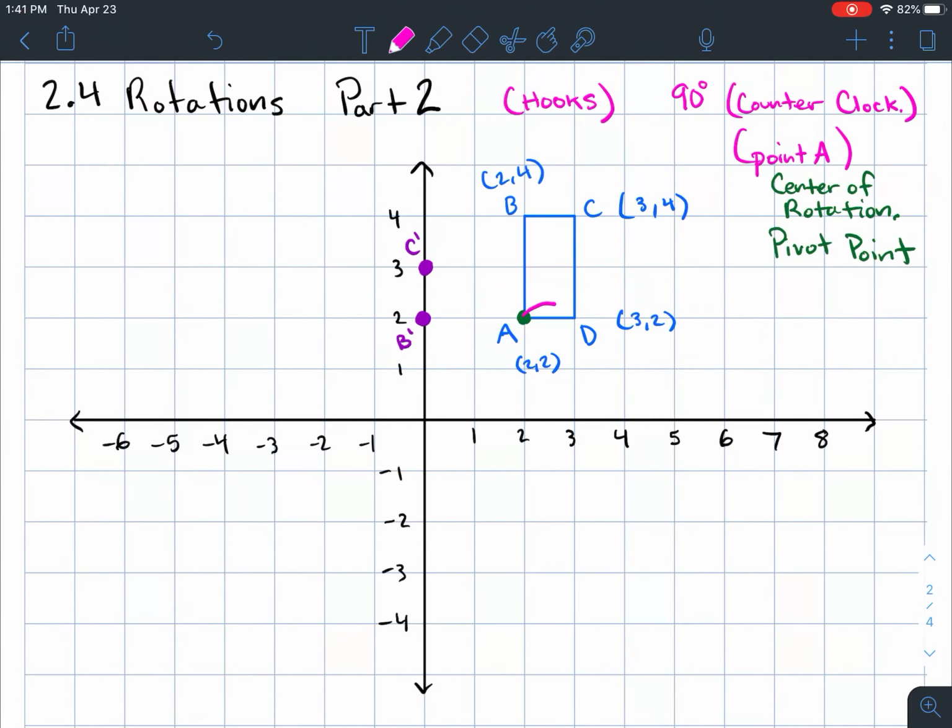Our last one is D. And D is only 1 unit east, 1 unit to the right of A, so it's only 1 unit in this direction. And if I want to rotate that line 90 degrees, it ends up going up 1 unit. So now I'm just going to go up 1 unit, and that's where my last rotation is going to be. That is D. So now I can connect the dots, and I have the location of my rotated shape.